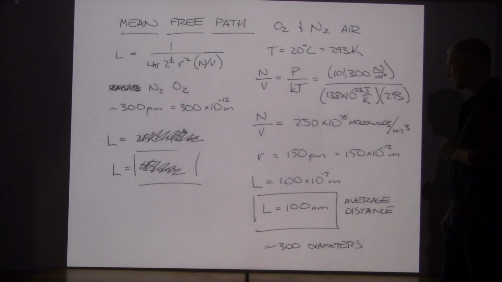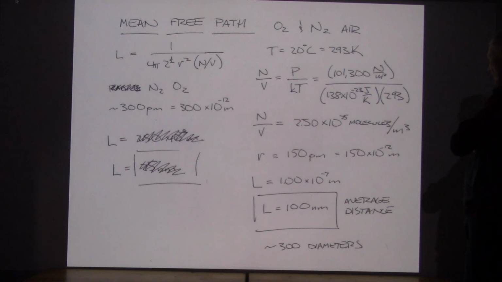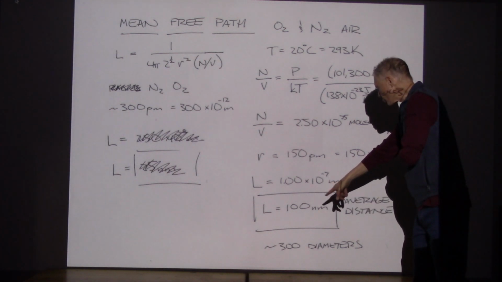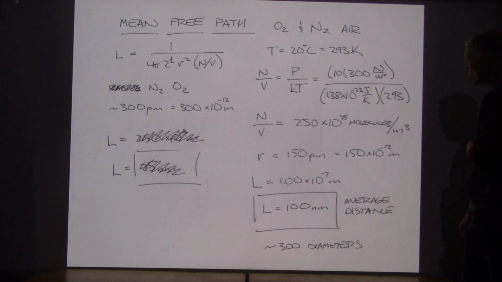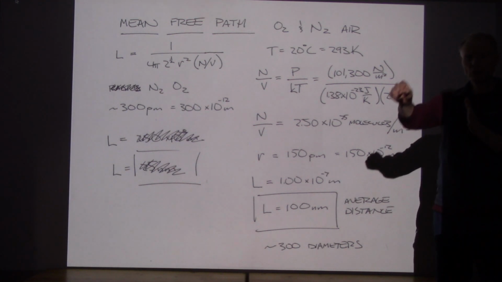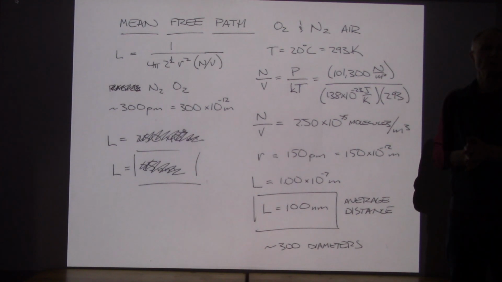Let me check and see. I might be off by a factor of 10 on that. We've got 100,000 picometers, and we're dividing by 300. Yeah, I think that needs to be 30 diameters. I don't get 300 diameters. So I think we're looking at about 30 molecular diameters as we go from collision to collision on average.